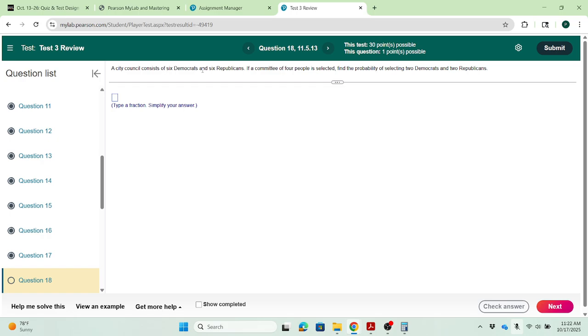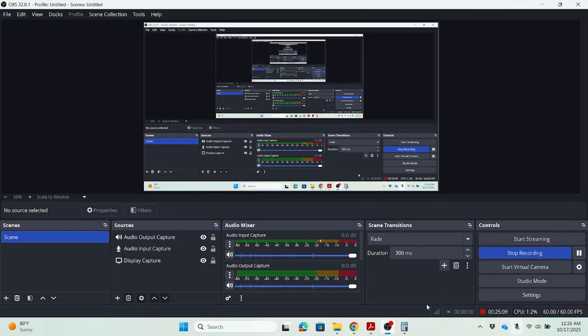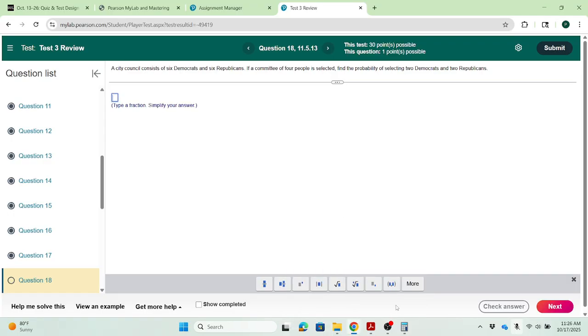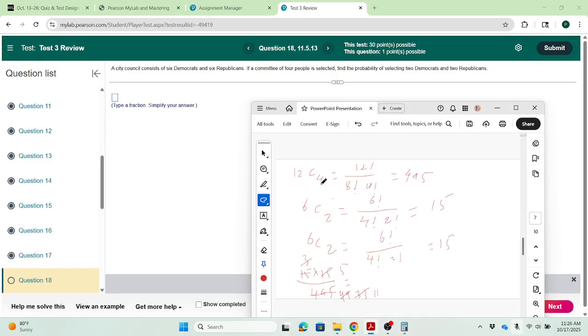So a city council consists of 6 Democrats and 6 Republicans. If a committee of 4 people is selected, I'm going to do this calculation in the back and show you the calculation. Okay, so I did this calculation here this way. We can select 4 members out of 12 because there are 6 Democrats and 6 Republicans, and that's a combination problem because order doesn't matter in the committee. So there are 495 ways we can select four committee members from the 12 members.